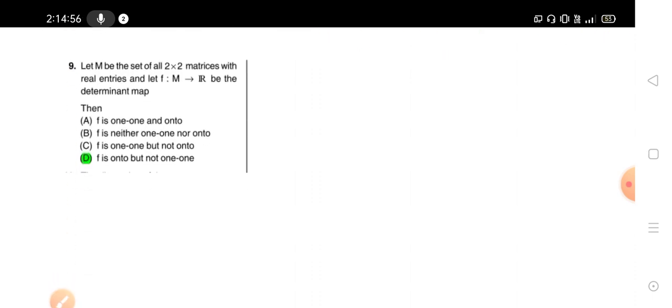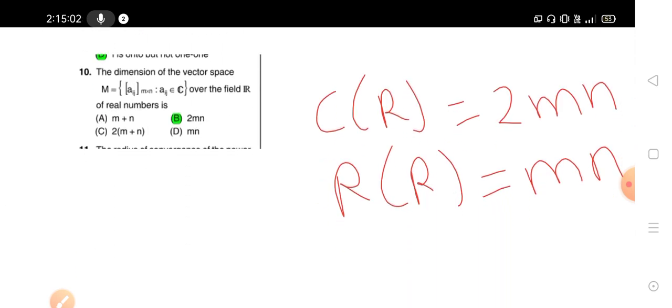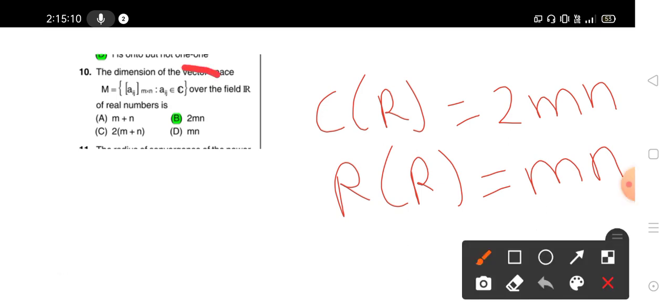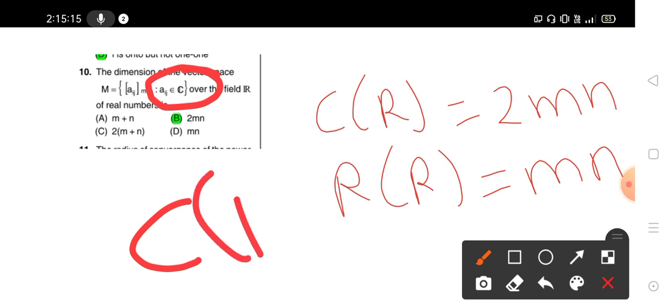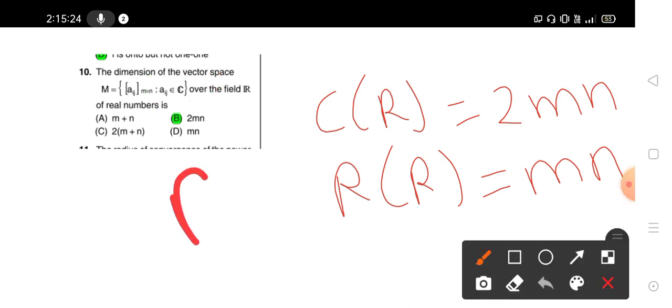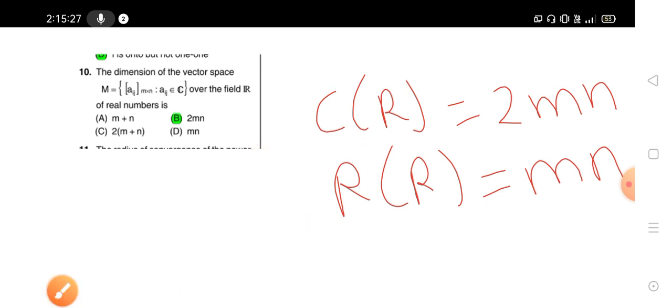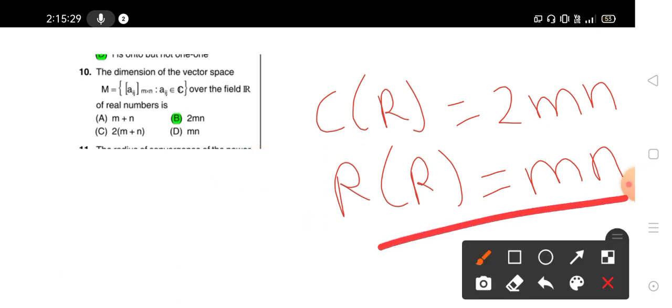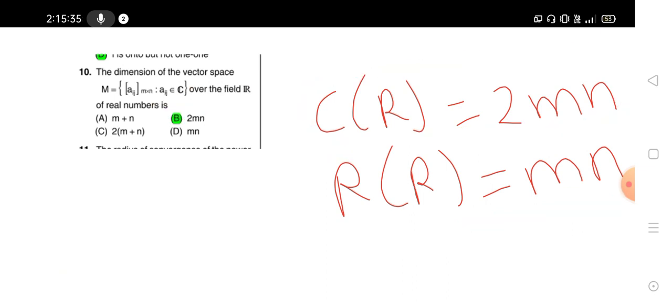Next question. This is for your homework. Next question. The dimension of a vector space of m cross n matrices a_ij belonging to the complex numbers. This is very important. This is C over the field R. What is the dimension? R over R is m into n, and C over R is 2 into m into n. This is correct. Therefore answer B is correct.